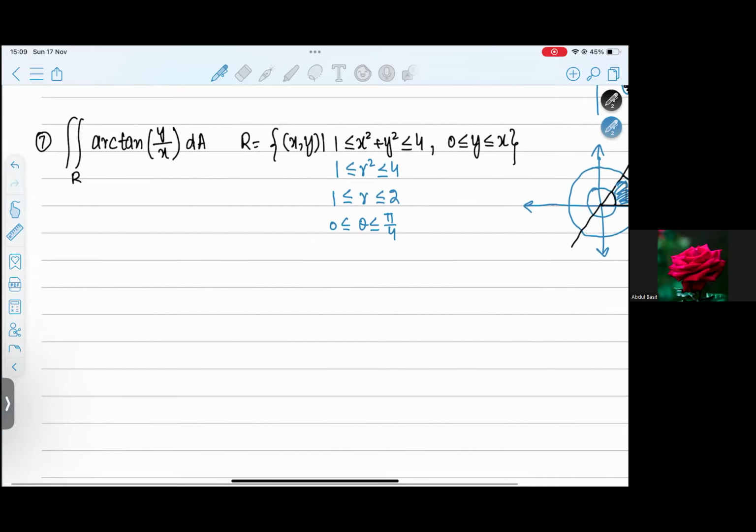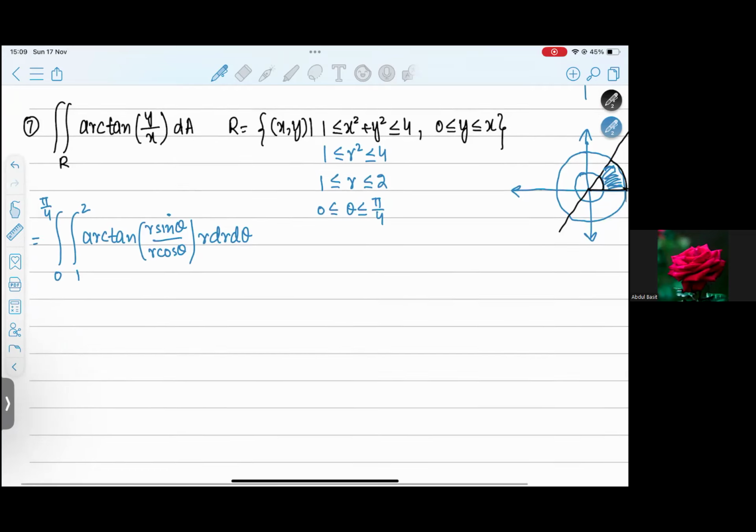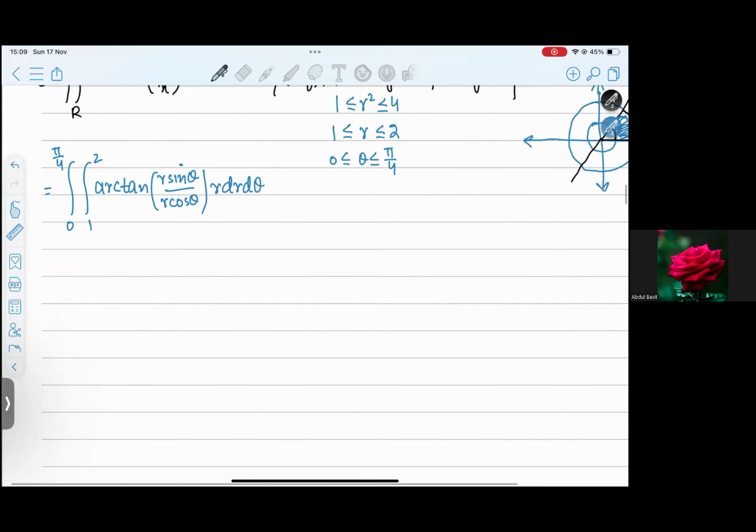Okay. Rewriting this integral, arc tan is tan inverse. So instead of y, I put r sine theta, and x is equal to r cos theta. dA is r dr d theta, and the limits of r are from 1 to 2, and theta is going from 0 to pi over 4. R cancels out, and sine over cos is tan theta.